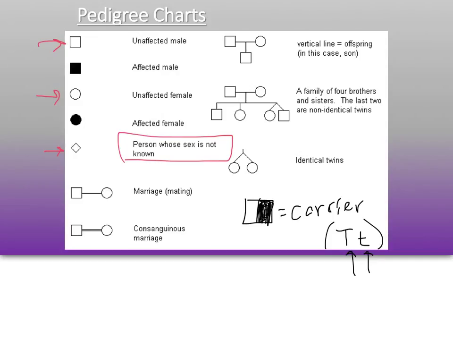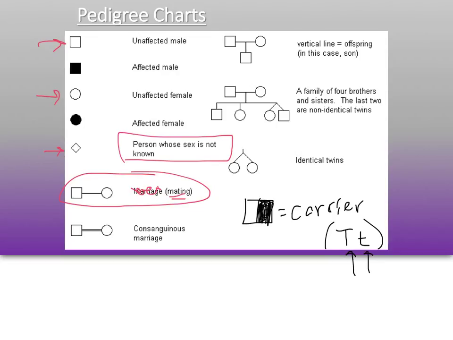Now, a single line directly connecting a male and female indicates that they are married, although I really don't like that. It indicates that they're mating, right? I know we're at a Catholic school. We want to tell you that you should be married if you're mating, but in biology it doesn't work that way, right? Because we could be talking about any kind of pairing here.